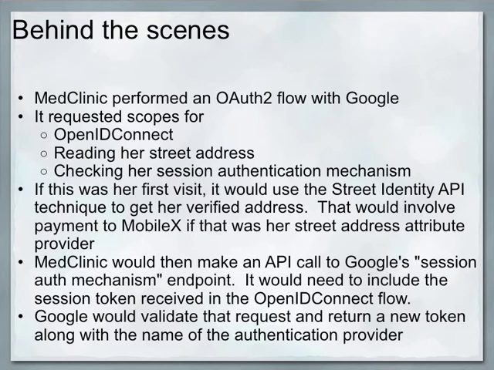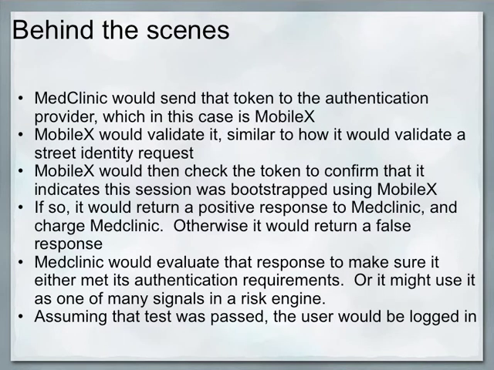So that information comes back to MedClinic, and at this point realize it's a claim to MedClinic that the user's authentication provider is MobileX, but it doesn't actually say how the user was authenticated. So what MedClinic can now do is turn around, take that token it got from Google, send it on to MobileX. MobileX would, just like the street address verification scheme, validate its proper token, and then MobileX would look in the token for some signed data from Google, where Google is asserting to MobileX, yes, in fact, this is a token that was bootstrapped using you.